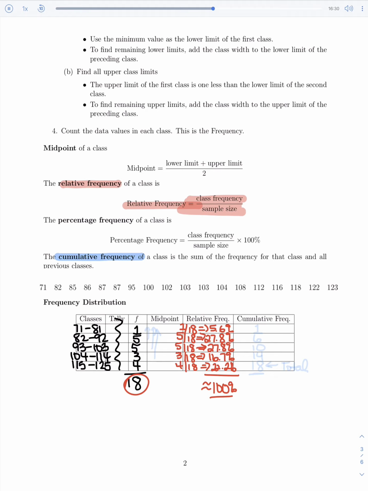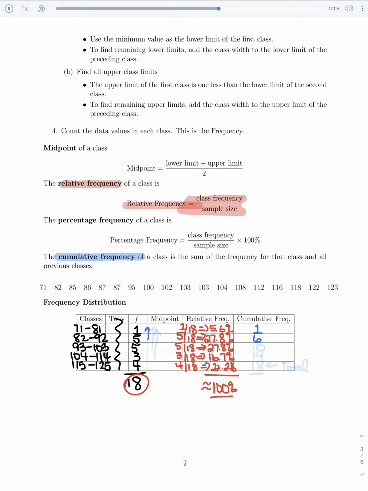Well, when you're on the first class, there's nothing before it, so you just have one. When I hit my second class, that means I'm going to contain it and everything before it, the 5 and the 1, which will be 6. When I hit the third class, I'm going to take it and everything before it, which would actually be 10. When I go to the fourth class, it and everything before it would be 14. And the last one would be 18.